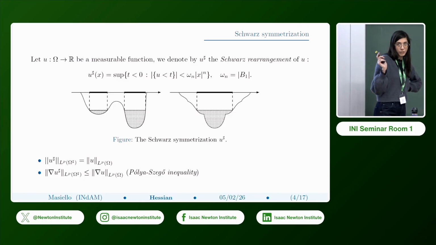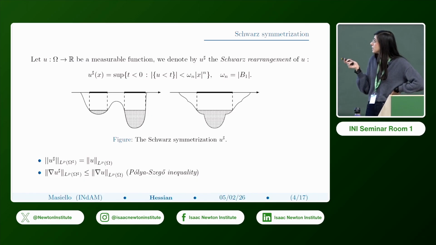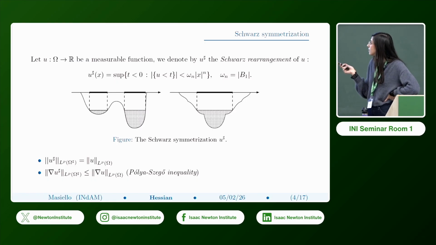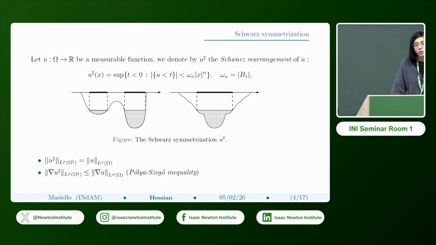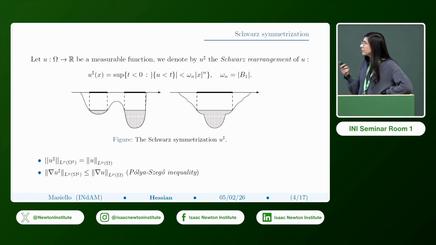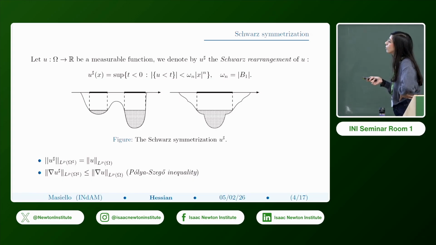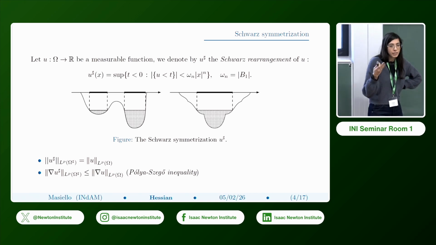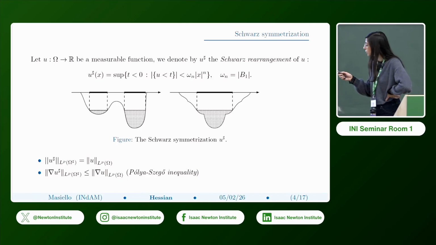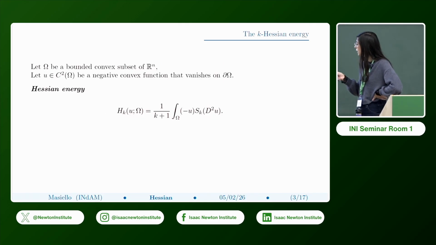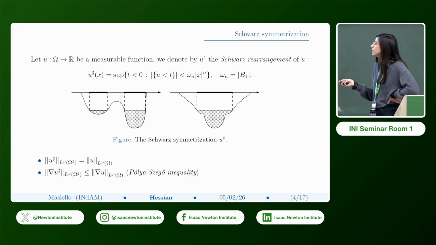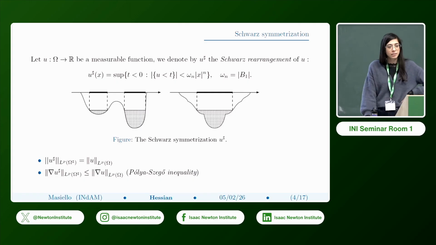The new function is linked to the first one in the sense that each sub-level set of the new function has the same measure as the sub-level set of your initial function. These properties allow you to preserve all the L^p norms of the function. And also, if you're considering a Sobolev function, for which the Dirichlet energy is finite, you know that the Dirichlet energy decreases under this symmetrization.